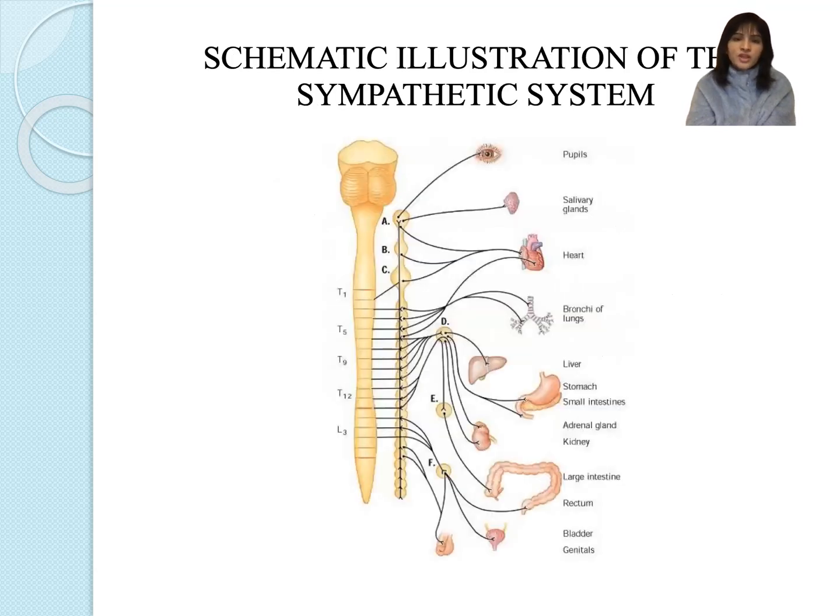There's a whole picture where you can see the schematic illustration of the sympathetic system, which is described thoroughly here with the liver, stomach, kidney, and all the connections, including genitals, heart, lungs, and everything else. Moving on.